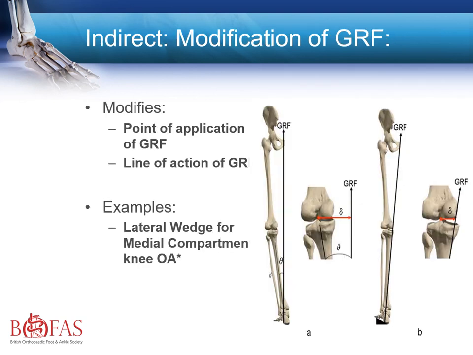So that leaves the indirect method of an orthotic. This acts by modifying the ground reaction force. In this picture, which is the lower limb, you can see the ground reaction force is passing very much to the medial side of the knee joint, compressing the medial compartment.